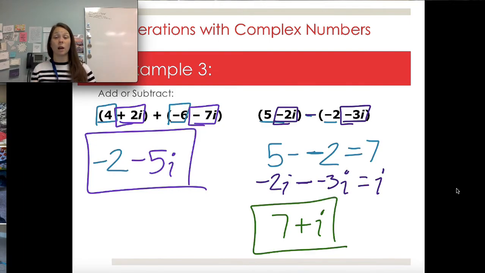You don't have to write it out like I did with those two lines in blue and purple. You could just jump straight to the answer of 7 plus i, but for some of you it might be helpful to visually see that written down, just so you're being knowledgeable about that double negative when it happens.